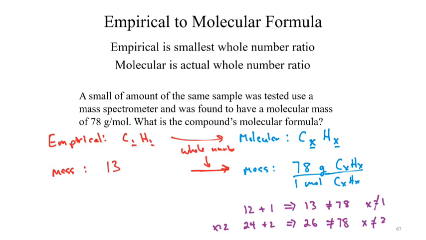What's the whole number difference between them? We'll take 78, divide it by 13, and what do you end up with? You end up with the whole number of 6. So the whole number mass relationship is 6, which means the whole number molecular relationship will also be 6, which means my formula is C6H6, and there's my molecular formula.